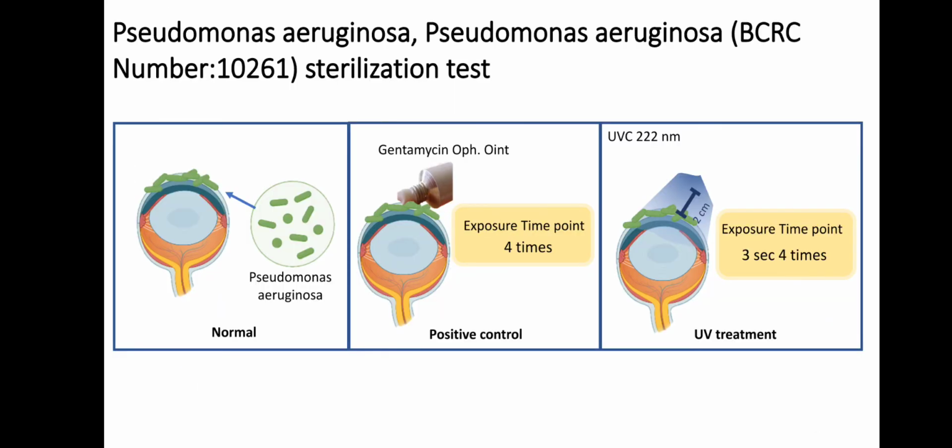So this is my future study. As I explained earlier, in this study I will work on two models. One is a bacterial keratitis model and another is a fungal keratitis model. This is the study design for bacterial keratitis. In this we have three groups: normal group, positive control and UV treatment group. So we will check and compare their results.